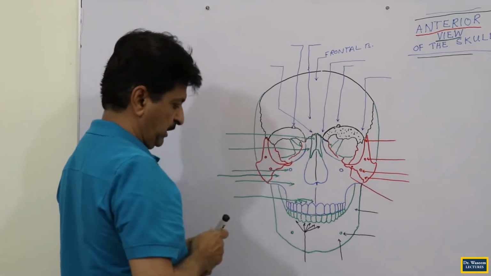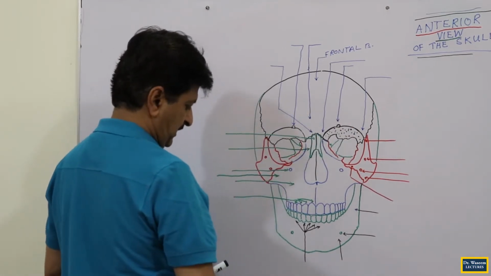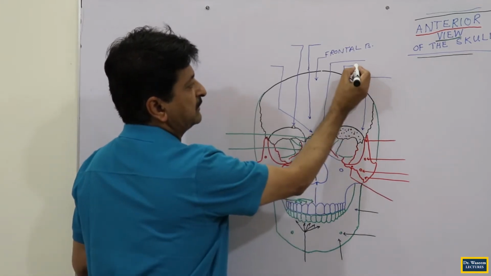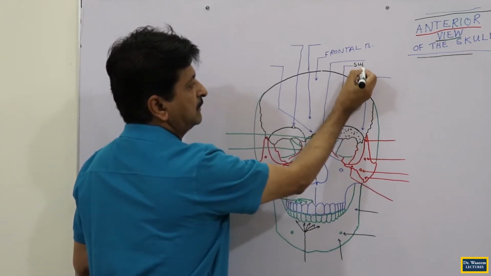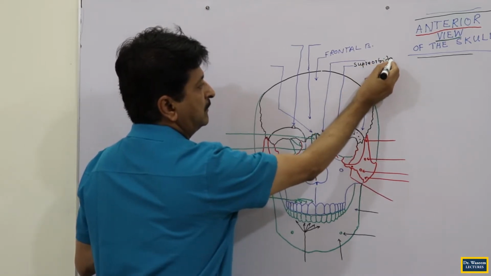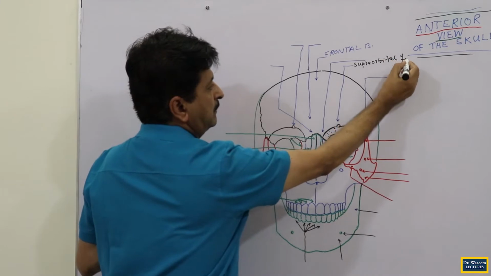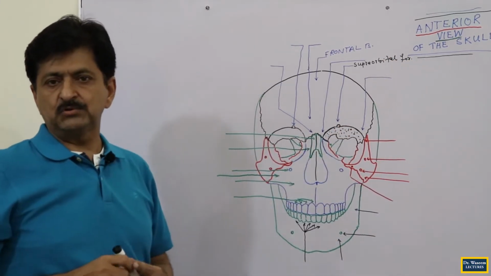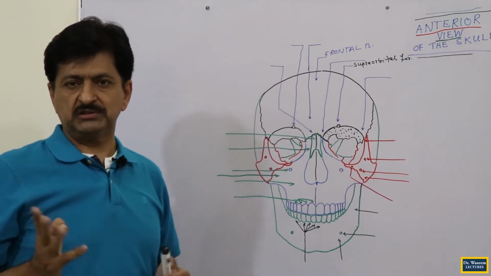You call it the supraorbital foramen. So call this supraorbital foramen. This is the supraorbital foramen. So, supraorbital foramen, 3 questions.